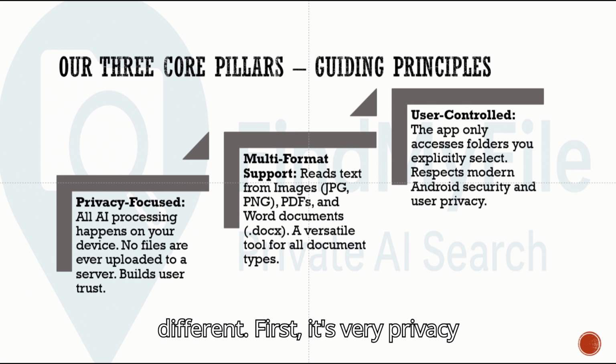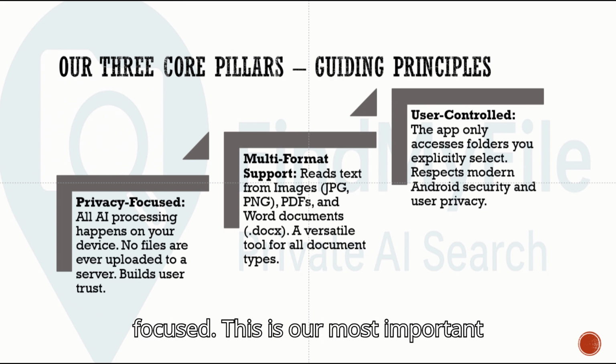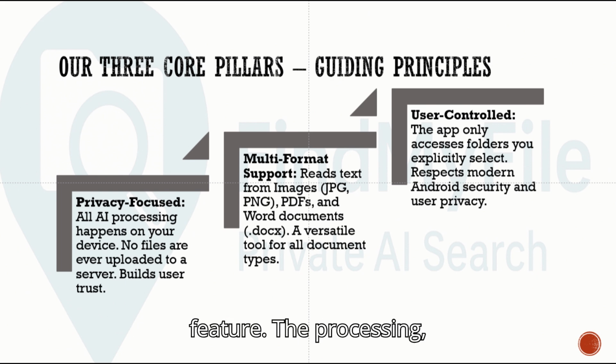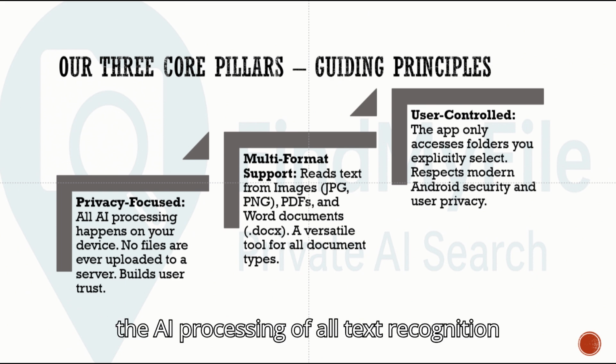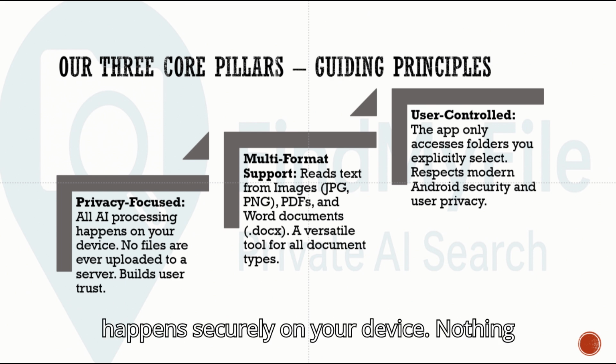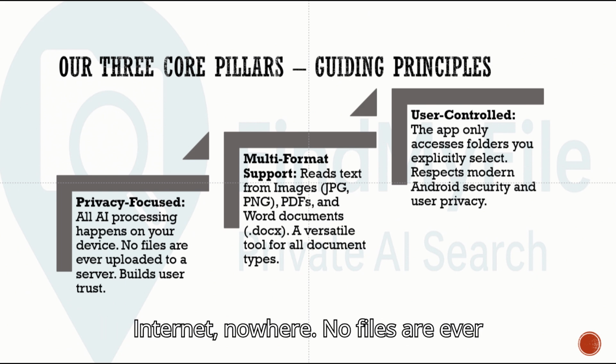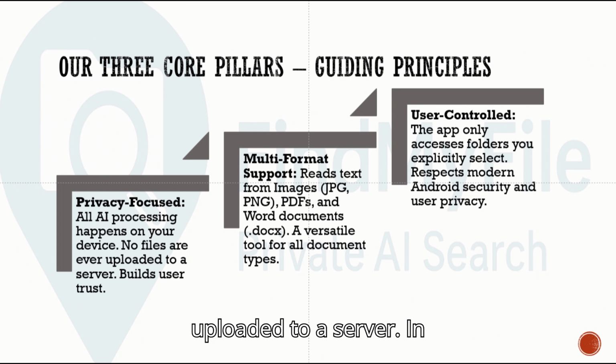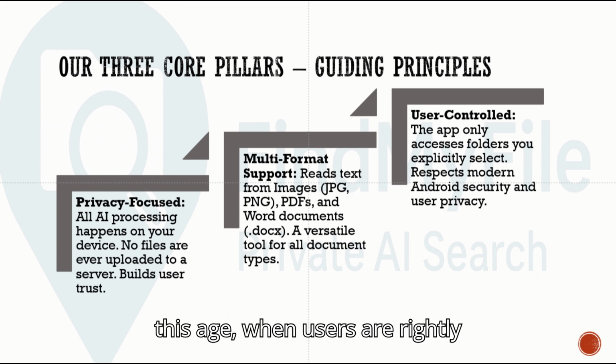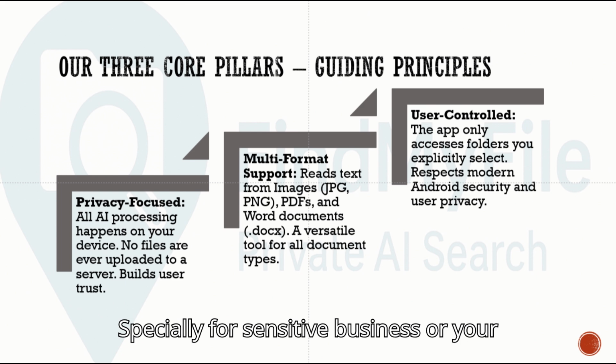First, it's very privacy focused. This is our most important feature. The AI processing of all text recognition happens securely on your device. Nothing goes outside of your device, not on the internet, nowhere. No files are ever uploaded to a server. In this age, when users are rightly concerned about data privacy, this is a critical trust factor, especially for sensitive business or your personal documents.